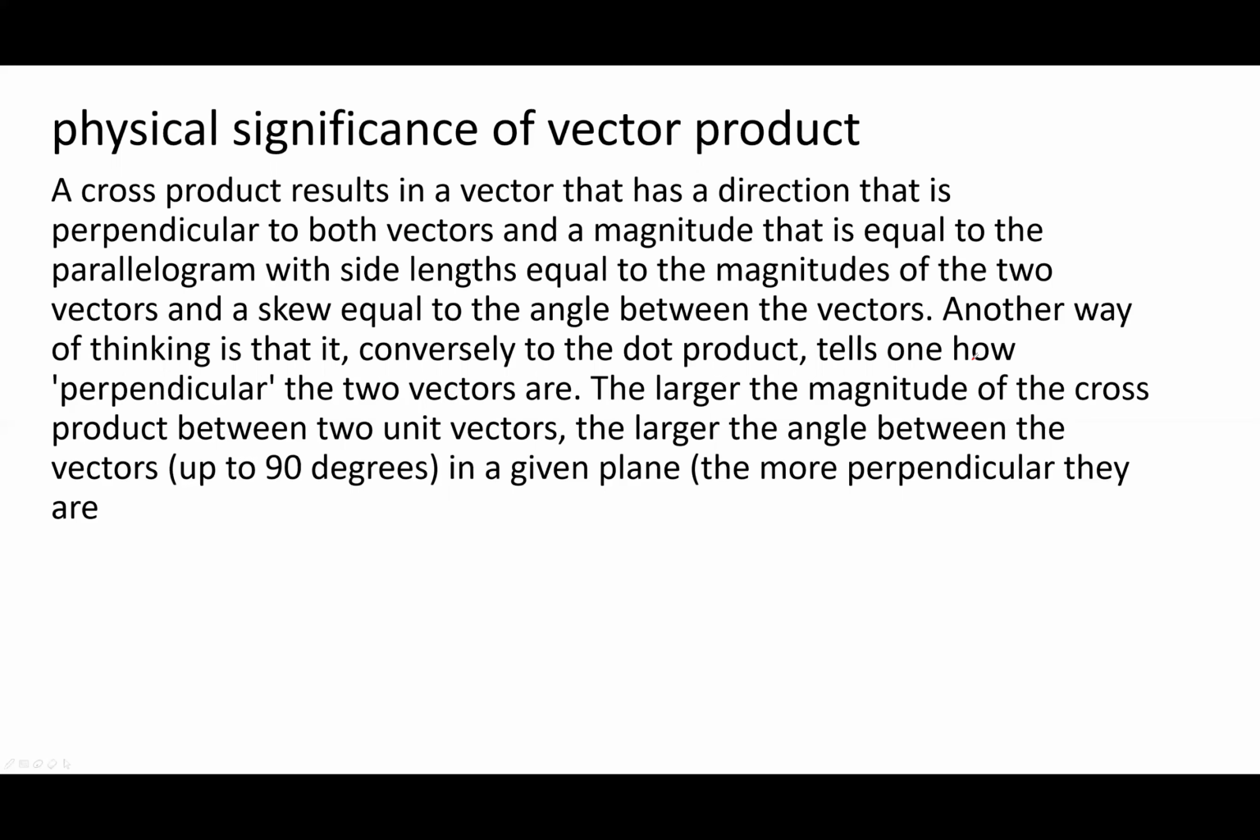Another way of thinking is that it is the converse of the dot product. It tells us how perpendicular the two vectors are. The larger the magnitude of the cross product between the two unit vectors, the larger the angle between the two vectors, from 0 to 90. So if the cross product is maximum, the angle will be 90. If the cross product is 0, the angle will be 0.